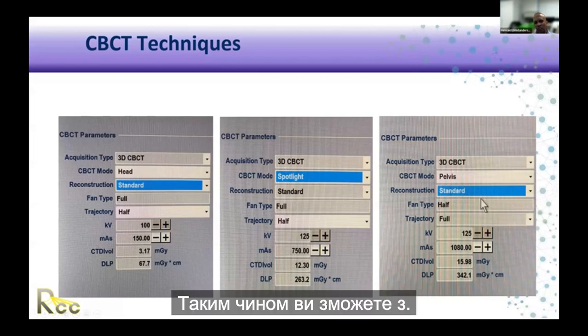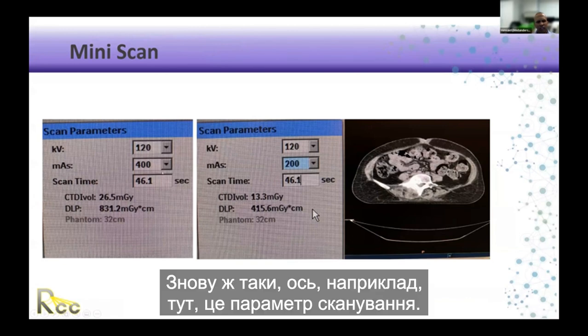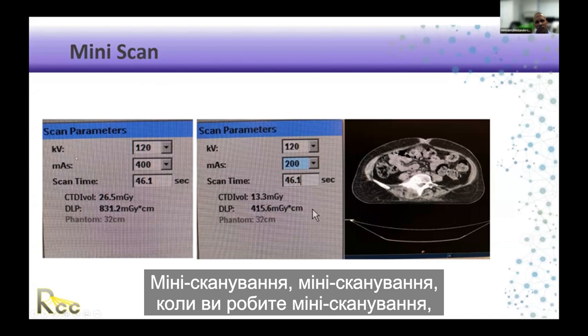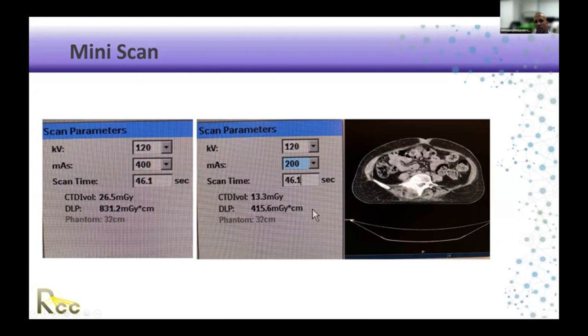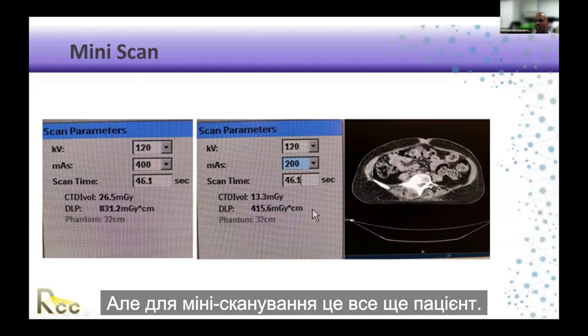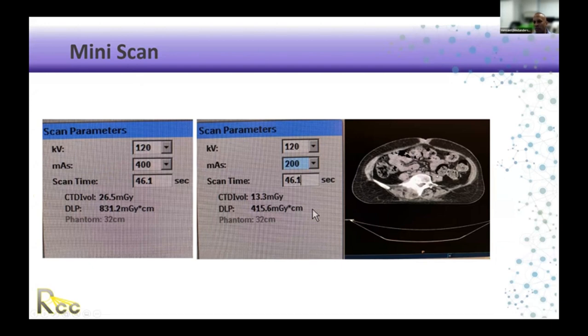That way you can save dose to your patient. Again, here, for example, this is a scan parameter. When you do a mini scan, the default is 120 and 400. But this scan is 120 and 200. We cut it by half. But for the mini scan, the doctor is still able to see where he wants to put the ISO. Cut it by half. Just think about it. A lot less. Let's practice that.